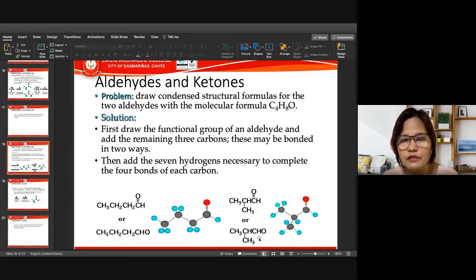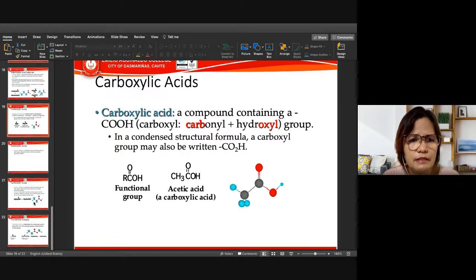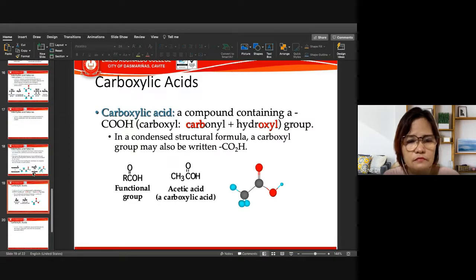May question tayo dito? Tandaan nyo, it could be this one or CHO. Okay na tayo ha sa aldehyde tsaka sa ketones? Yes? Question again?